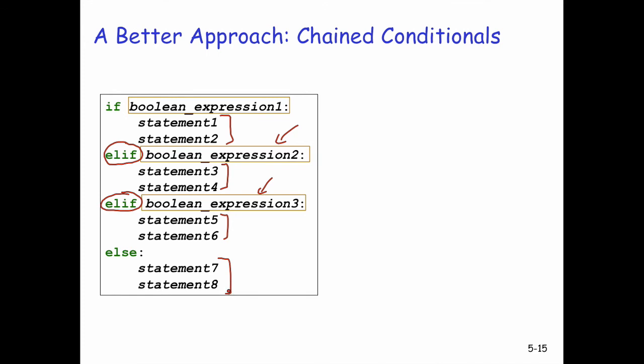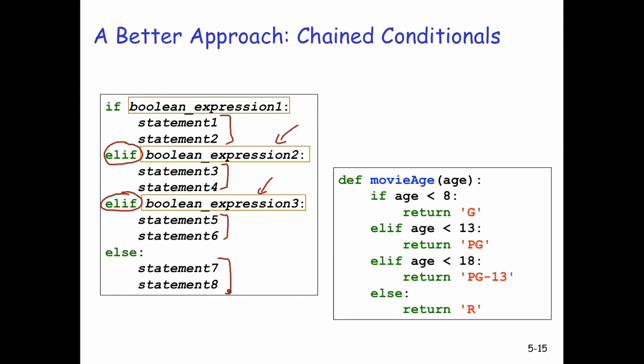So using chained conditionals, we can rewrite our movie age example thus. And a nice feature of this is that there's no rightward creep. We can have as many clauses as we want, and our indentation level doesn't change. This has exactly the same meaning as the movie age example from the previous slide, except it just stays at the same indentation level the whole way.